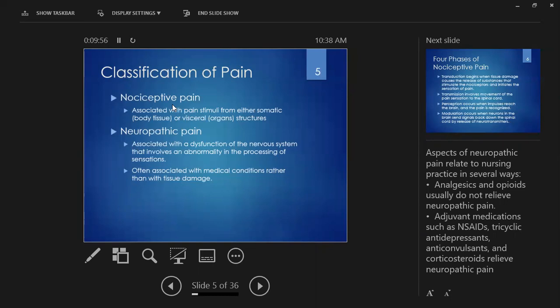Regular pain medications, opioids, narcotics, are not going to work well for neuropathic pain. Why? Because it isn't a tissue injury. It is an issue with the way the nervous system is processing. What can we give these patients instead of opioids? If you can just think of one neuropathic medication, that's fine. Gabapentin, perfect. Neurontin is going to treat neuropathic pain. It works on nerve pain, not nociceptive pain.